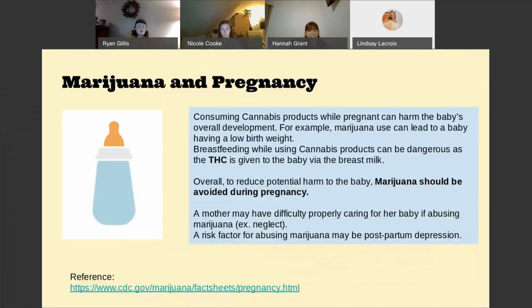Now, marijuana and pregnancy. Consuming cannabis products while pregnant can harm the baby's overall development, similar to alcohol. For example, marijuana can lead to a baby having a low birth weight. Breastfeeding while using cannabis products can be dangerous as the THC is given to the baby via breast milk. Overall, to reduce potential harm to the baby, marijuana should be avoided during pregnancy. A mother may have difficulty properly caring for her baby if abusing marijuana. A risk factor for abusing marijuana may be postpartum depression.